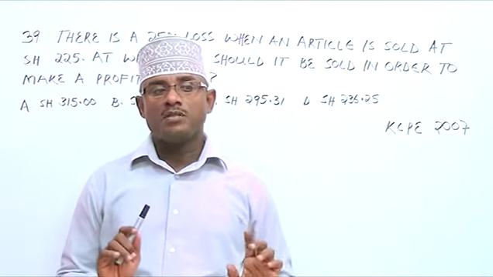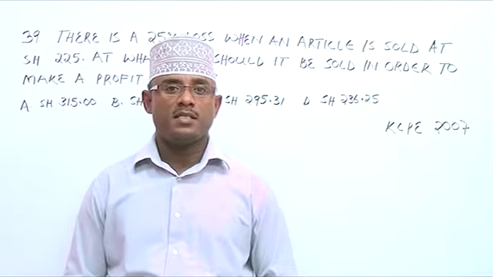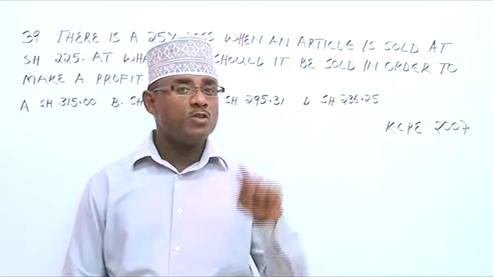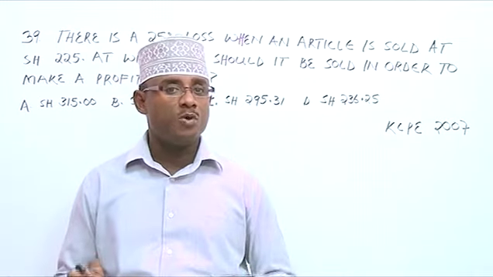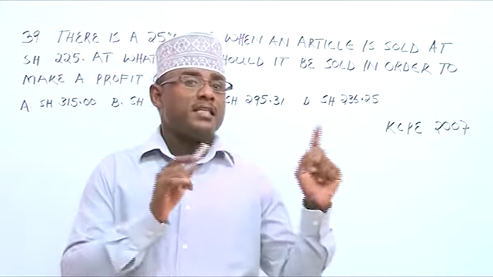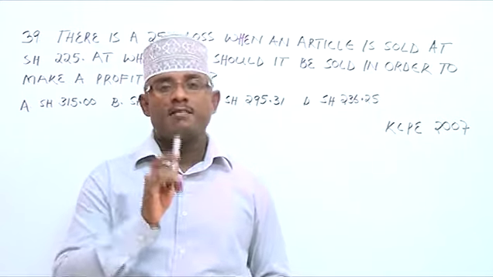So if you put a 10% margin, you want to make a profit of 10%, it means that the price at which you are going to sell that item will be the 100% at which you bought it for, plus the 10% profit. So your selling price now will be 110%.